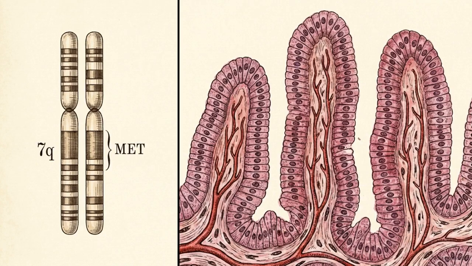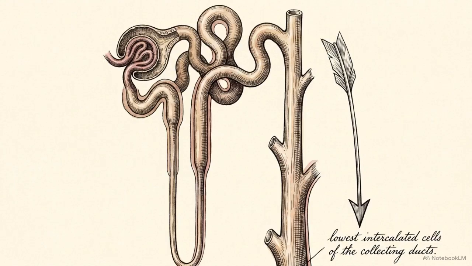This mutation generates a very specific architecture. The tumor cells arrange themselves into finger-like papillary projections, building outward over central fibrovascular cores. Finally, chromophobe renal carcinoma accounts for about 5% of cases. Like the benign oncocytoma, it originates in the intercalated cells of the collecting ducts.